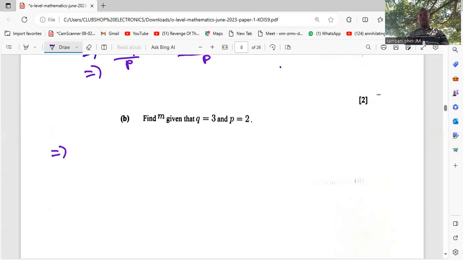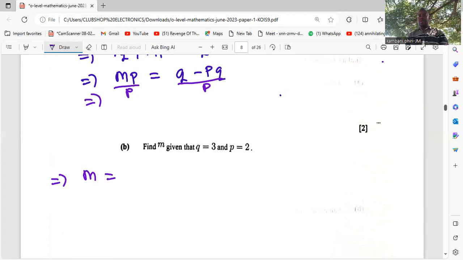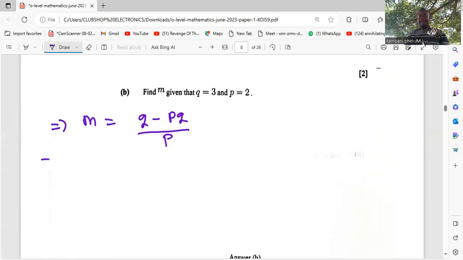Now, being told that we find M when Q is 3 and P is 2, we already have the expression for M. It's Q minus PQ divided by P. So we just do the substitution. M is equal to, our Q is 3 minus our P is 2. PQ means P times Q. So P times 3.